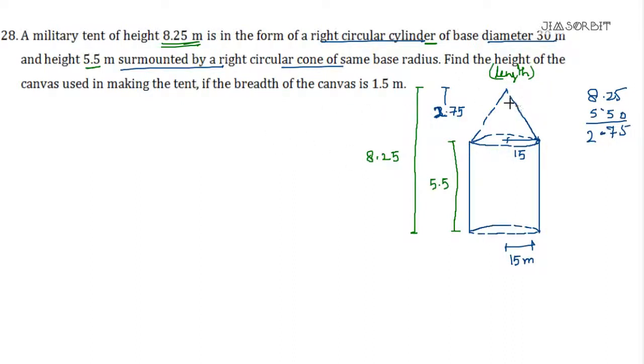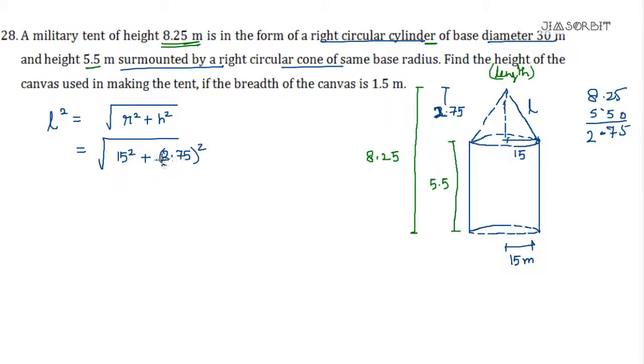Now before finding this, we need L, because you know that in a cone the formula is pi RL and we want L. So let us start finding for L. So L is root over R square plus H square. I'm taking H as the height of the cone. So R square is what? 15 square plus H square, which is 2.75 square. Please do not square this term. This is quite foolishness if we do that. Rather we will just make that in fractions.